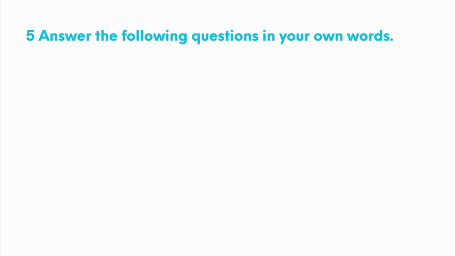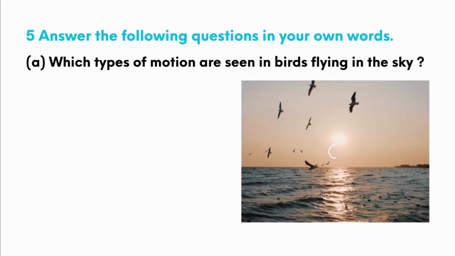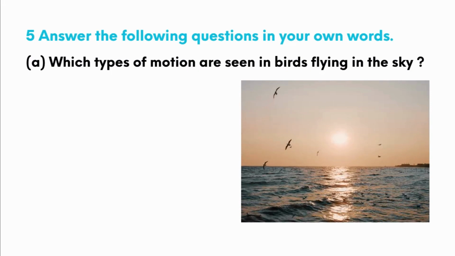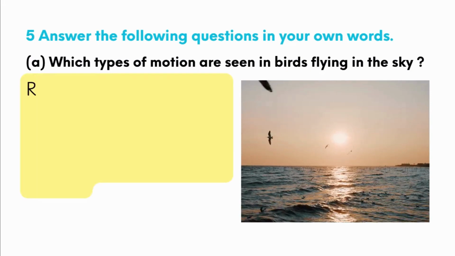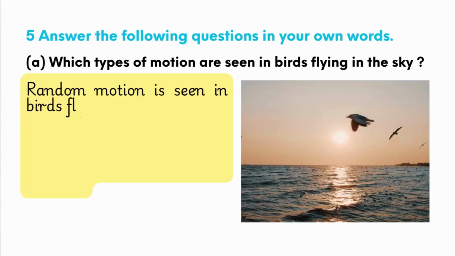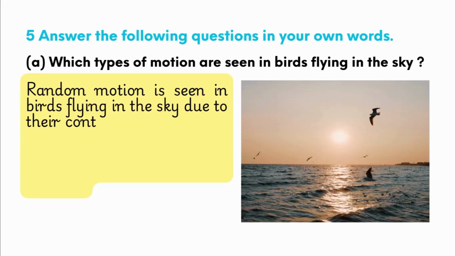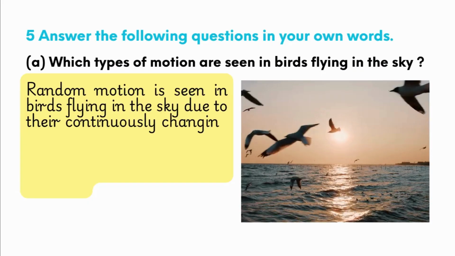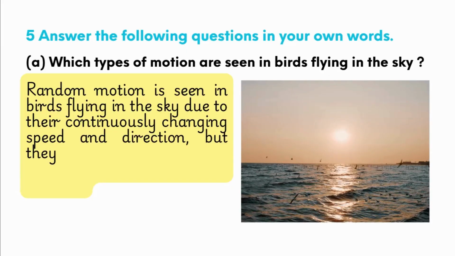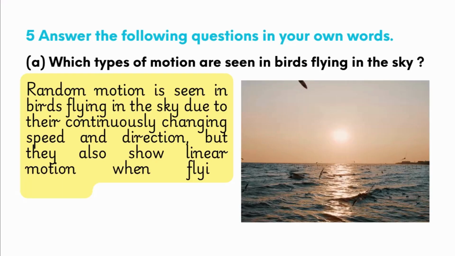Next question. Which type of motion is seen in birds flying in the sky? Random motion is seen in birds flying in the sky due to their continuously changing speed and direction. But they also show linear motion when flying in a straight path.